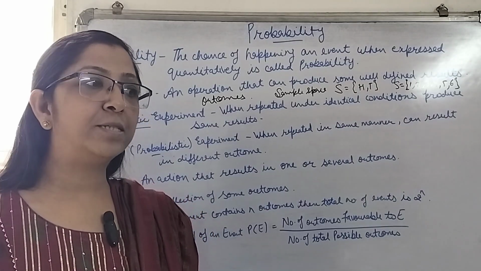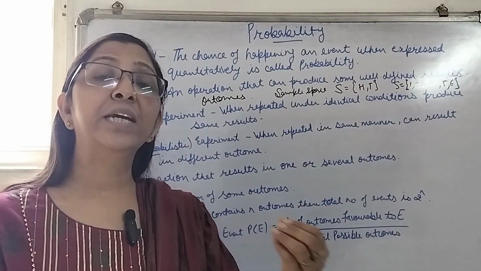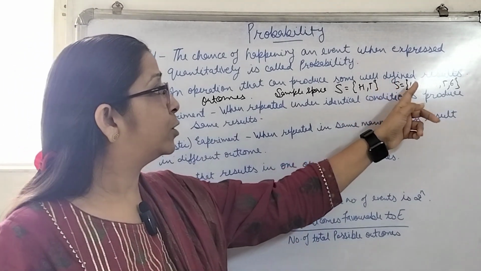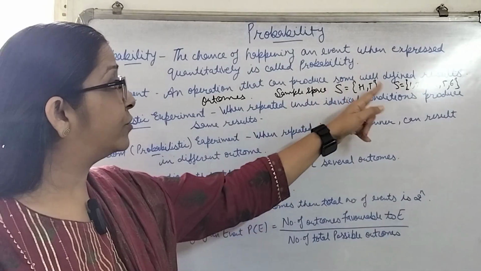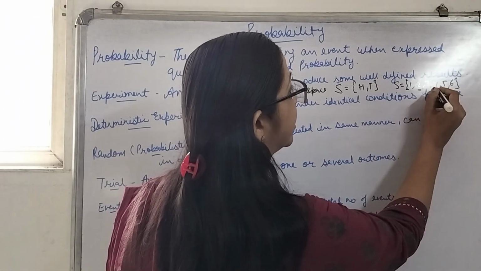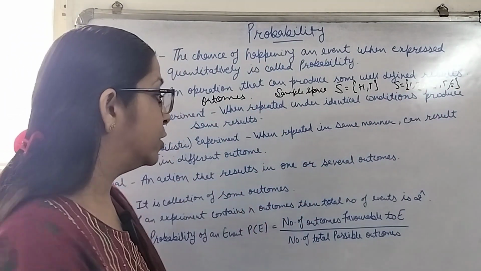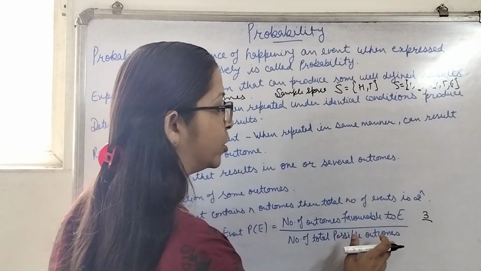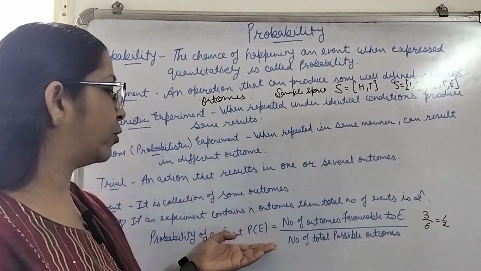Suppose I am taking an example. Suppose I am rolling a die, and what is the probability of getting an even number? So the total number of possible outcomes could be either 1 will come, 2 will come, 3, 4, 5, 6. These 6 are the possible outcomes. Out of this, which is favorable? For even numbers, 2 is favorable, 4 is favorable, and 6 is favorable. So these 3 are the favorable conditions. So the number of outcomes favorable to E will be 3, and the number of total possible outcomes will be 6. That is 1 by 2 will be the probability of the event.